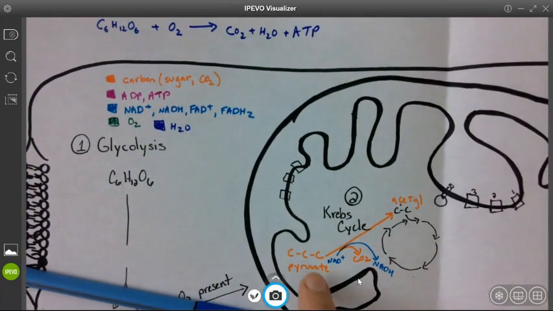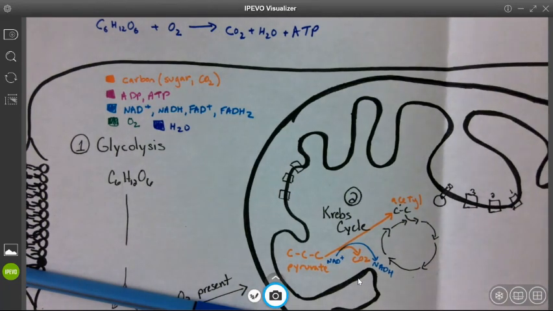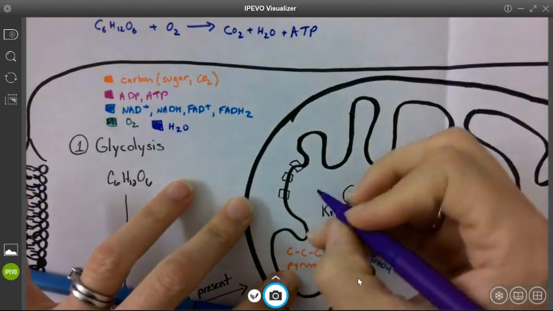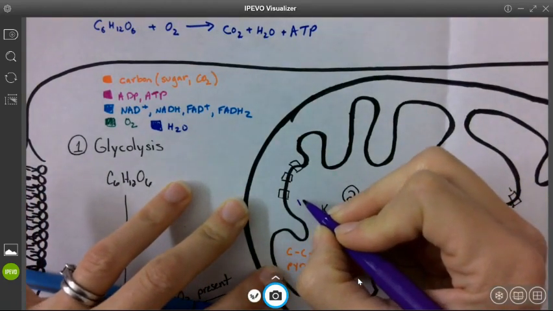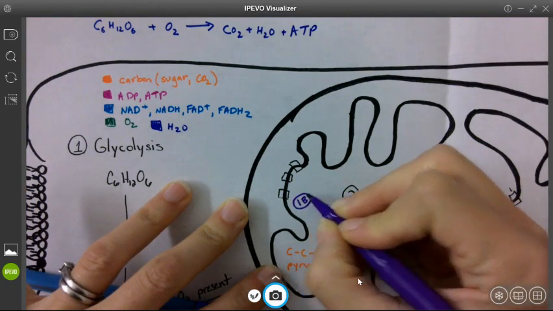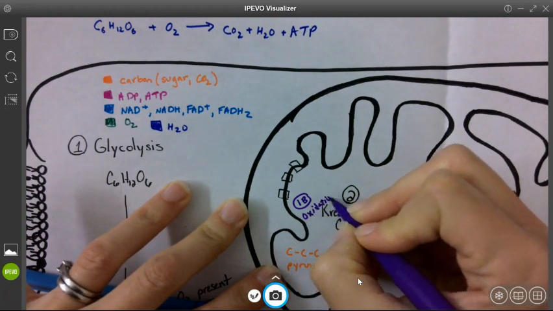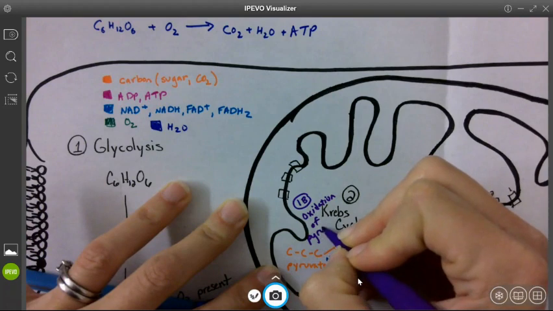So when we left off, we had shuttled pyruvate in through transport proteins into the mitochondria, into the mitochondrial matrix, and that pyruvate had been oxidized into acetyl. This step right here is the step between glycolysis and the Krebs cycle. This step actually has a name. This step is called the oxidation of pyruvate. So maybe we'll call this step 1B. It's between glycolysis and the Krebs cycle.